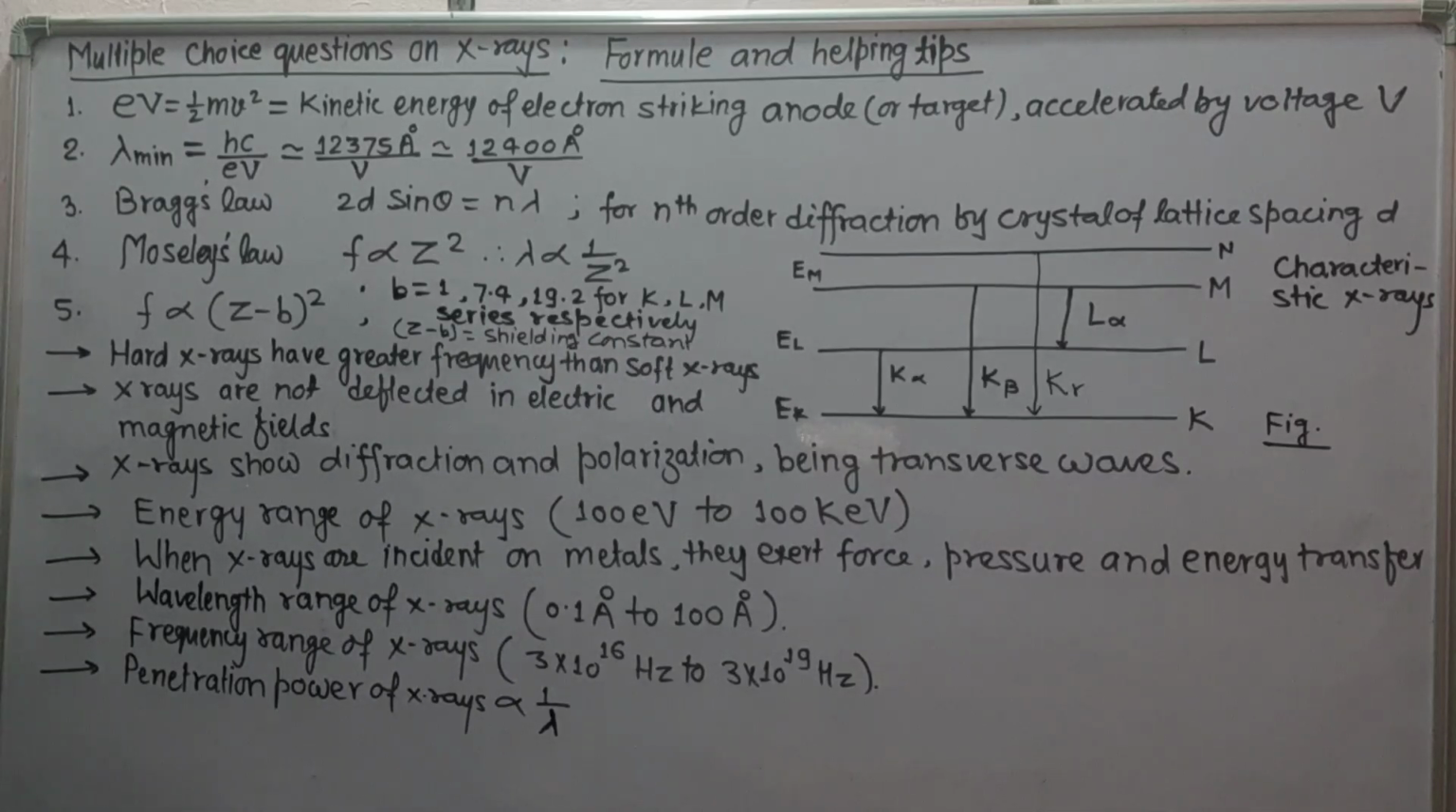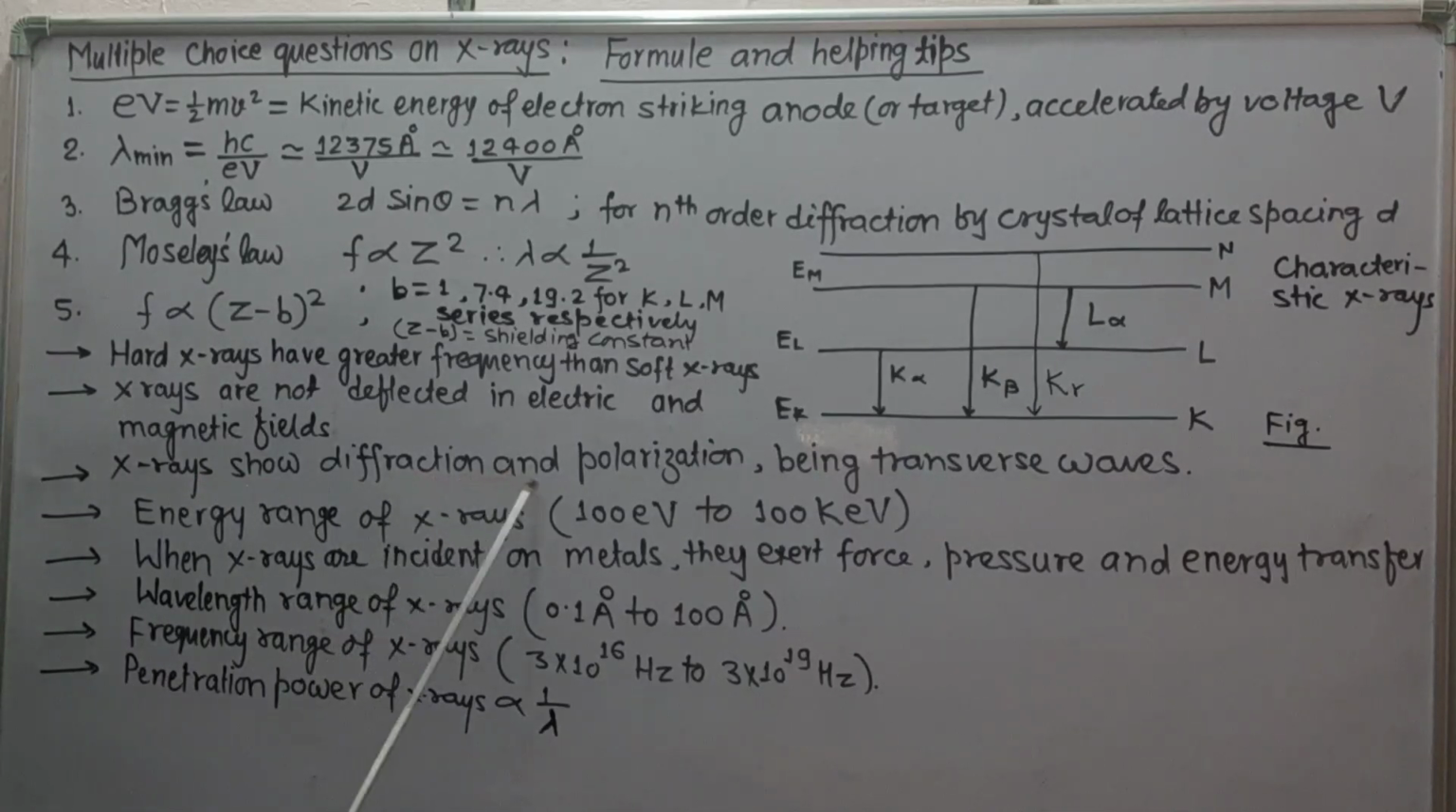For characteristic X-rays shown in this diagram, b is equal to 1 for K series, b is equal to 7.4 for L series and b is equal to 19.2 for M series. Next, hard X-rays have greater frequency than soft X-rays. Next, X-rays are not deflected in electric and magnetic fields as they are electromagnetic waves.